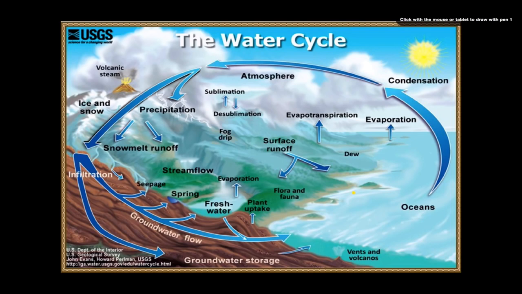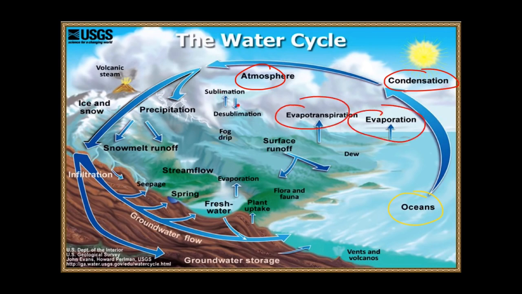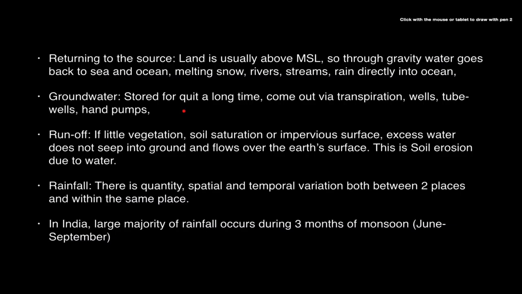Now this is a water cycle. As you can see, this is ocean. It is going through condensation here, then through atmosphere, sublimation, desublimation, evapotranspiration, evaporation, then surface runoff. It goes back to this, seepage, spraying fresh water, groundwater flow, infiltration. So this is what is called as water cycle. It is very basic level, so I don't think it will come in exam, but still I wanted to complete it. Now returning to the source, how does it return?